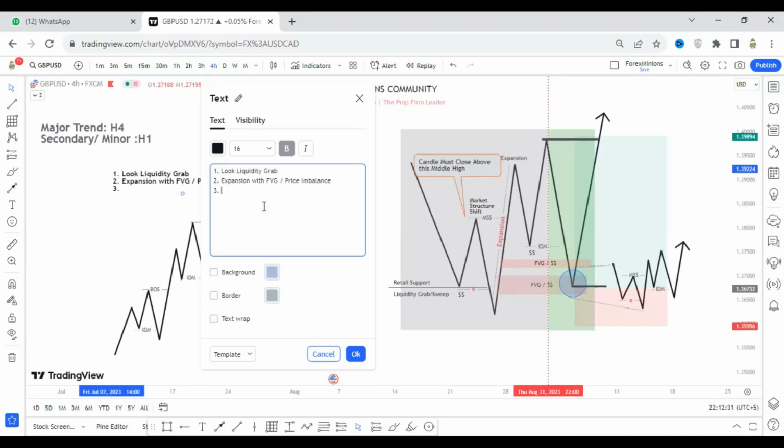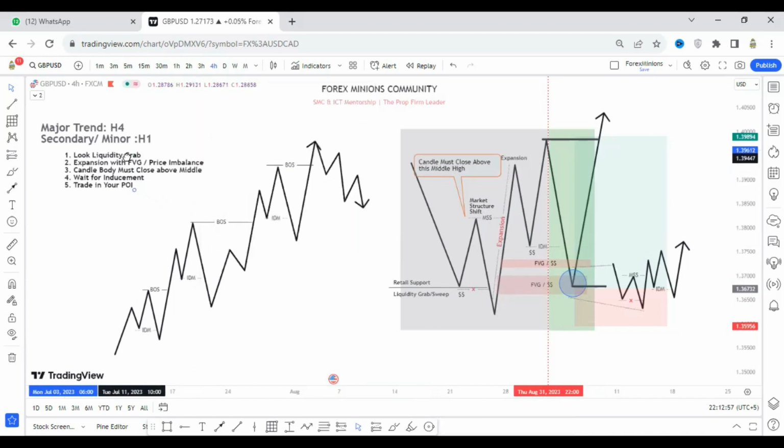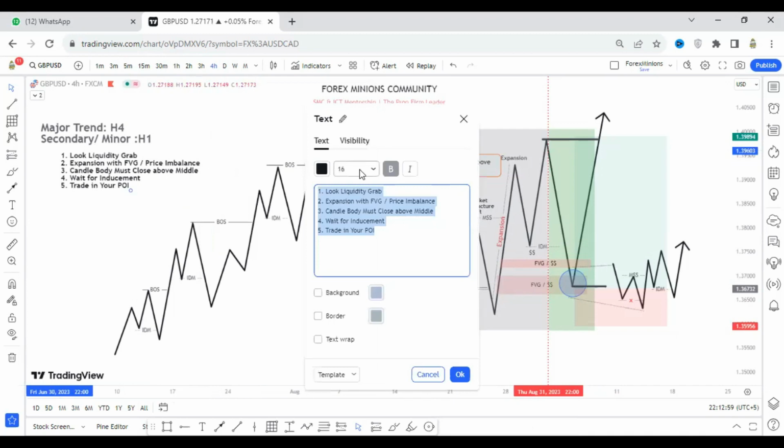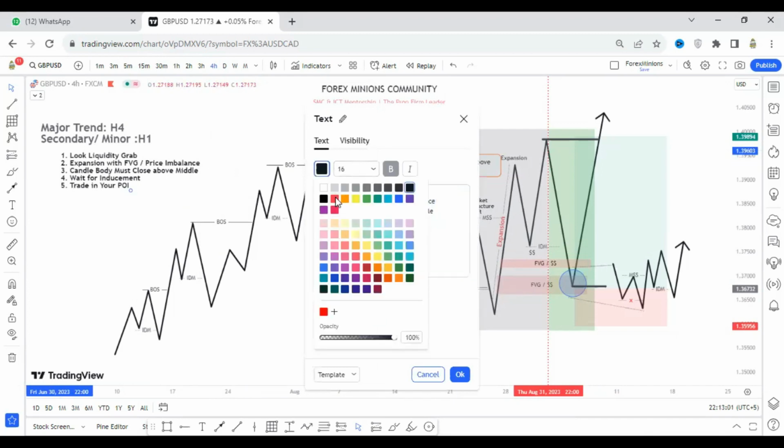Third thing, the candle body must close above this middle high. This is the third rule. What is the fourth rule? Wait for inducement. Fourth rule. And fifth, trade in your POI. Simple as that. Nothing else. You have to find these rules, apply them, and trade them easily.